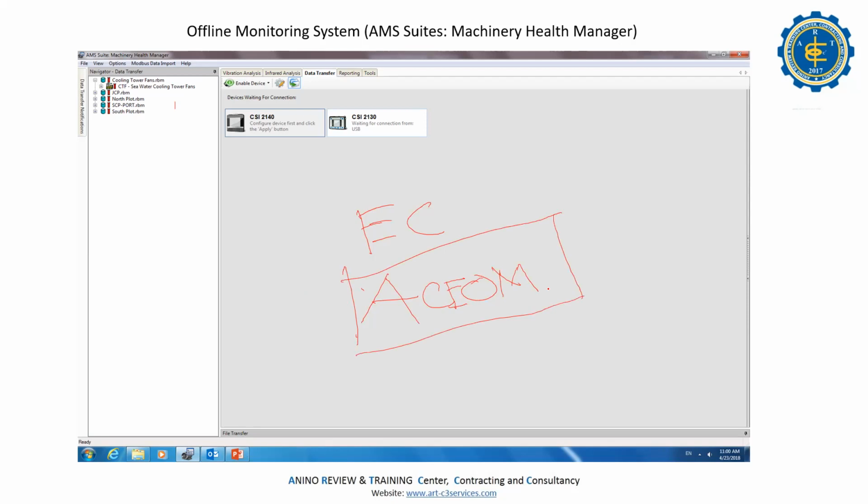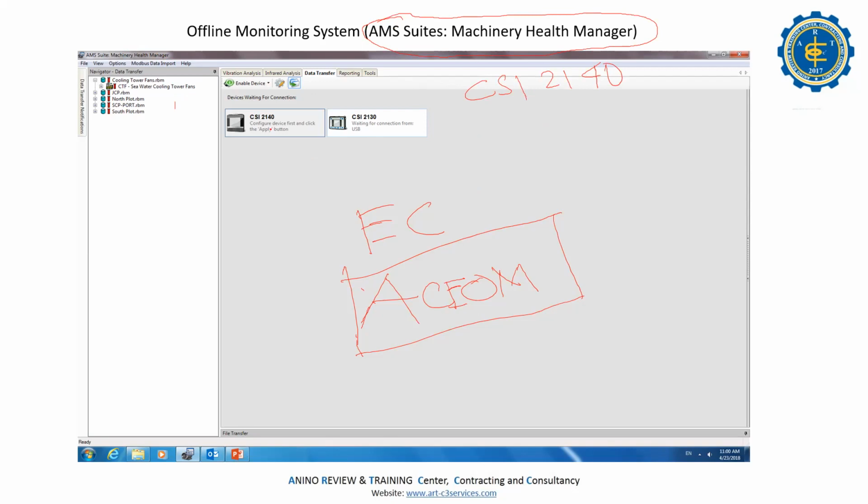This is a US company, sir. Yeah, I will search this one. I know it's not famous in the market. I don't know why our company has chosen it, because it's a very cheap option. Maybe it's the same as Emerson. Emerson uses the EMS suite, machinery health analysis. That is the software for the CSI 2140.